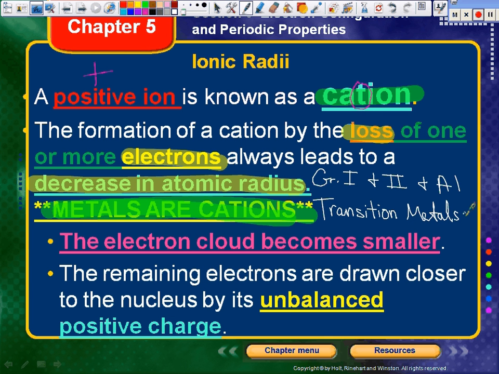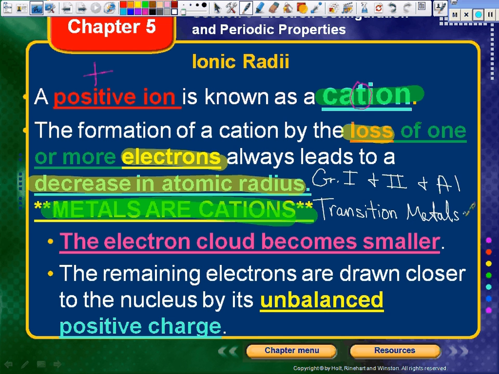Again, how do you become a cation? You have to lose an electron. These are the groups that want to lose those electrons. The electron cloud becomes smaller, so the remaining electrons are drawn closer to the nucleus by its unbalanced positive charge.